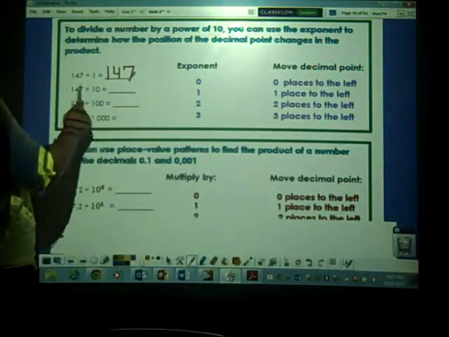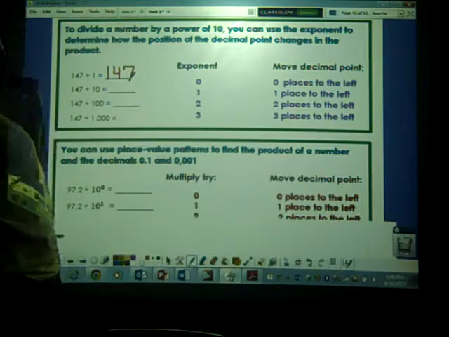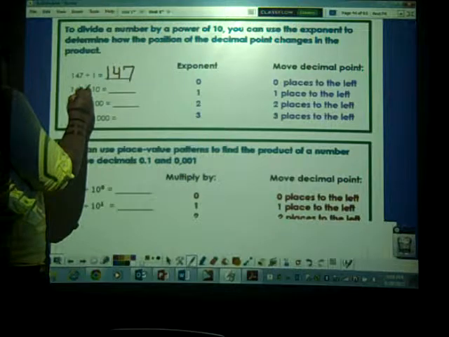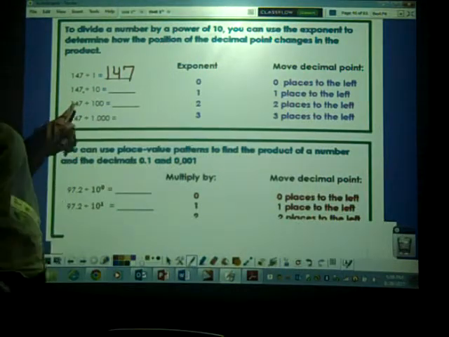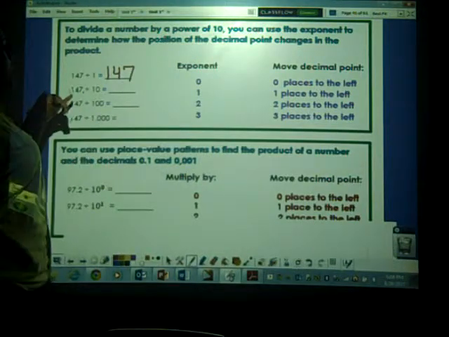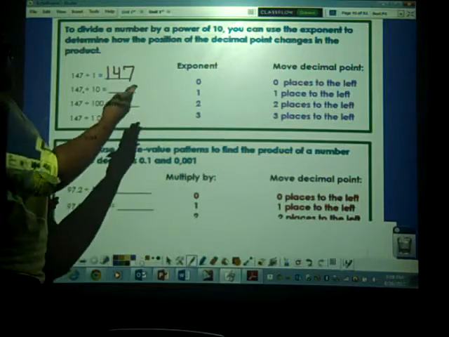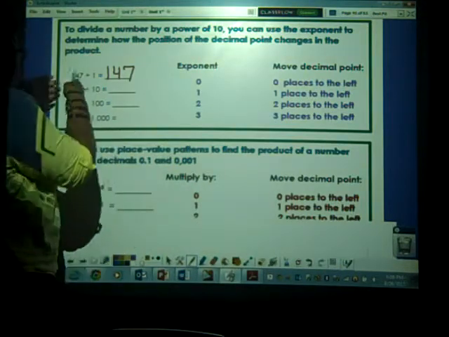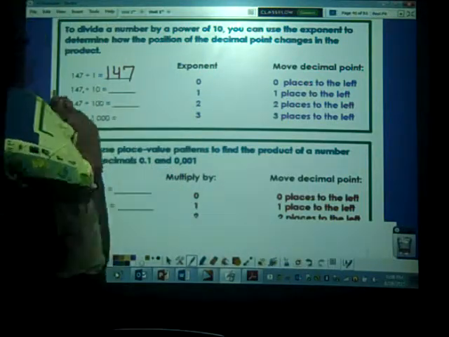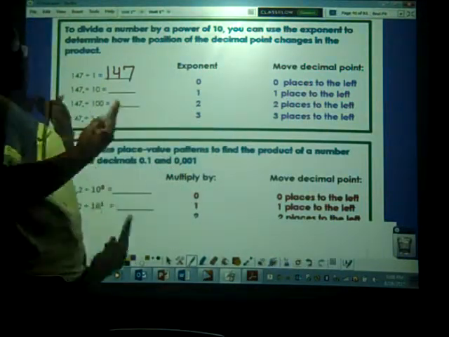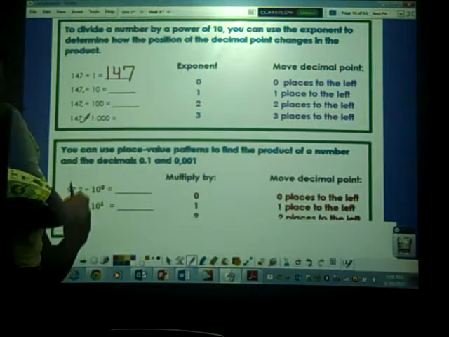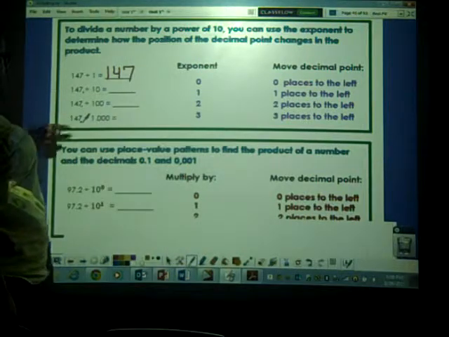Now we have 147 divided by 10. We're dividing, so our value is going to decrease. We have 147. We place our decimal point right there, behind the 7, because 147 is a whole number. We have to have a decimal point to move, so where's the decimal point going to go if we have a whole number? It's going to be behind the 7 in 147. We can go ahead and put our decimal point behind each one of our 147s.